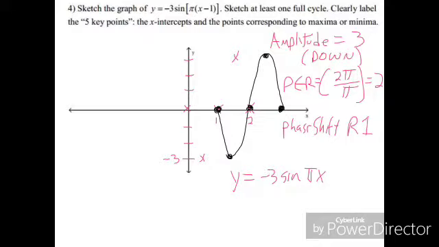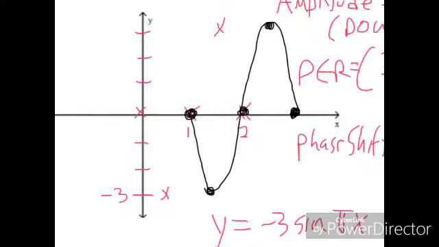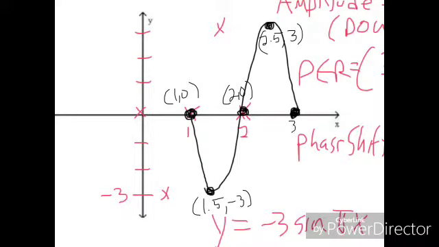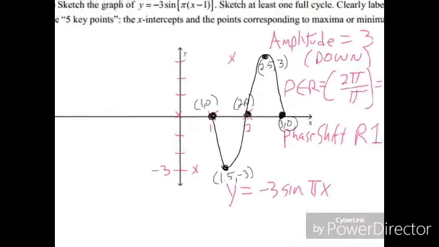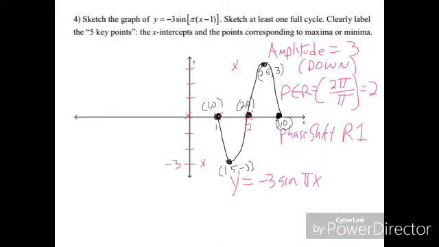Now it says clearly label the 5 key points. I'm going to expand this graph a little bit. There we go. This would be 1 comma 0. This would be 1.5 comma negative 3. Then we have 2 comma 0 and 2.5 comma 3 and 3 comma 0. These are the 5 key points that correspond to the x-intercepts, 1, 2, 3, and the maximum and minimum.